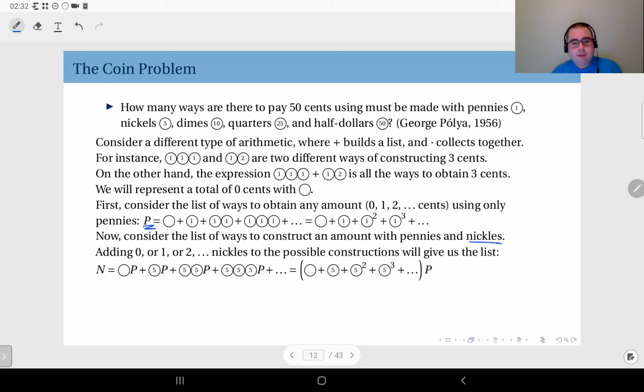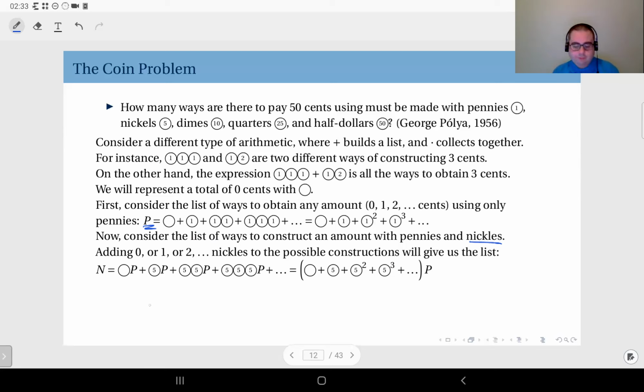Now, to this, if you add 0 nickels, you get all the combinations. If you add just 1 nickel, you get this shifted by 5. If you add 2 nickels, you get this shifted by 10, etc. Okay? So by adding any amount of nickels, you will have new ways to construct the amounts.